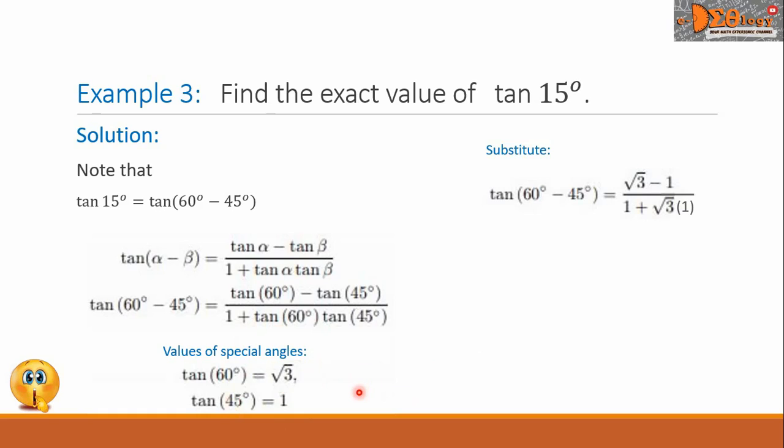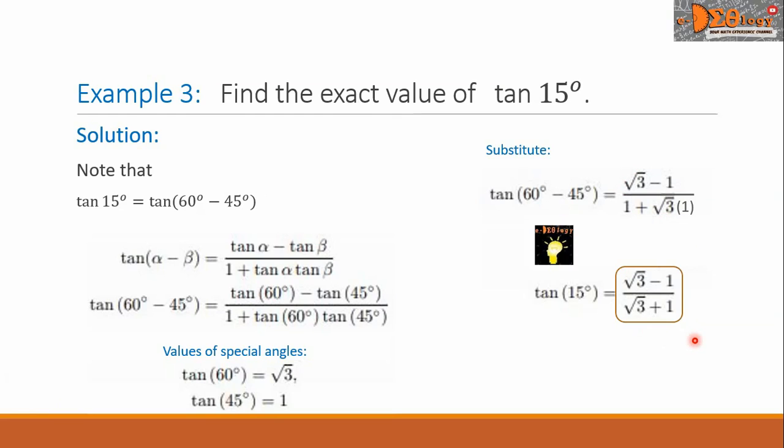Now, let's do the substitution. We have square root of 3, that is tangent 60 degrees, and this one is the value of tangent 45 degrees, all over the constant 1 plus square root of 3 times 1. Simplifying this, we have now the square root of 3 minus 1. In our denominator, we simply put the square root of 3 first, followed by plus 1. This is now the final answer.